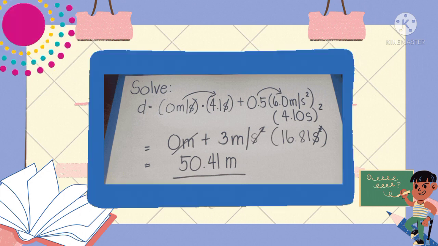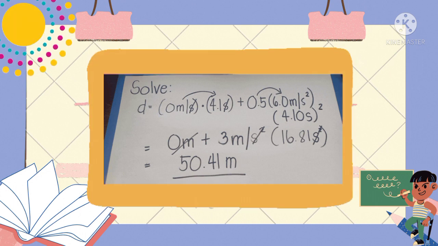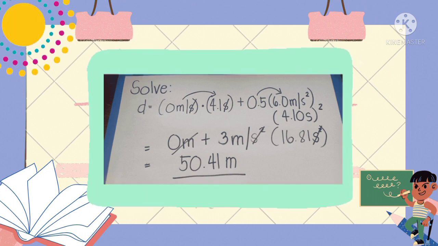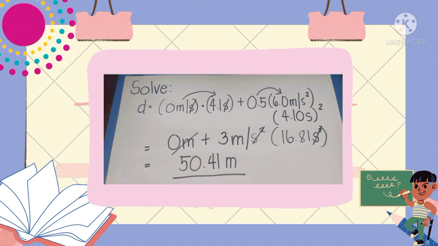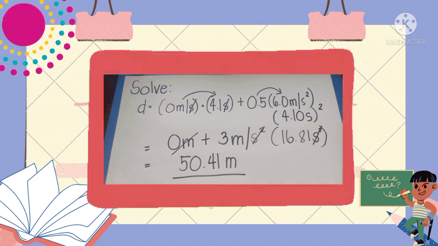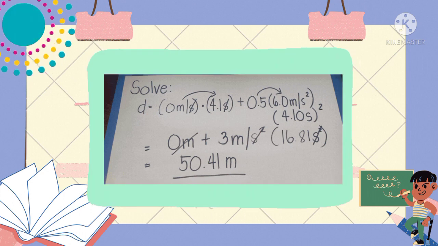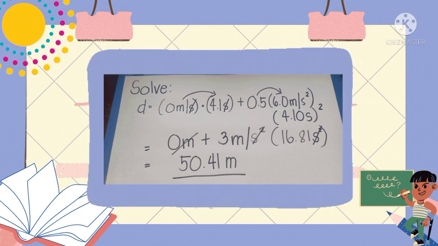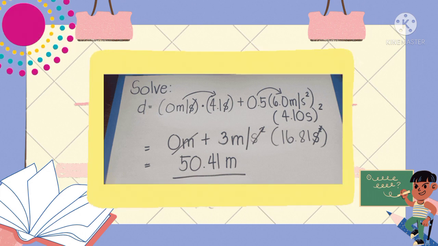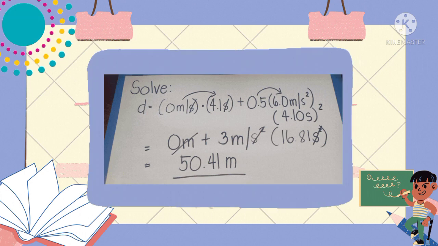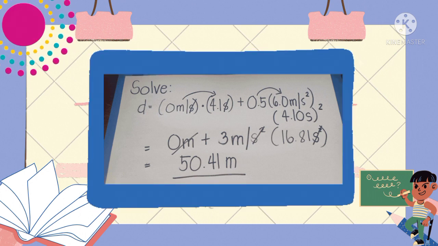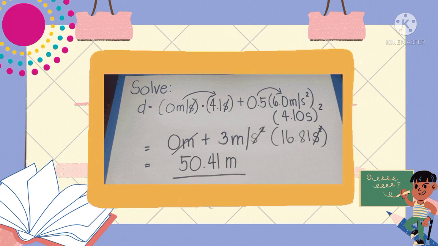That's the time. So 0 times 4.10 cancels, because the answer will be 0. 0.5 times 6 will be 3 meters per second squared. Then you will square the 4.10 seconds. It will be 16.81 seconds squared. Then cancel the 0 meter. Then 3.0 meters per second squared times 16.81 seconds squared.